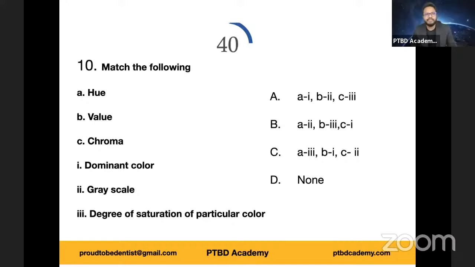The final question, match the following. You have two columns, A, B, C. That is one column, and 1, 2, 3 are the other column. I mean, to the left of the screen, you have the columns, and to the right, you have the options. So which option is more appropriate? Hue, value, chroma, dominant color, grayscale, degree of saturation of particular color.